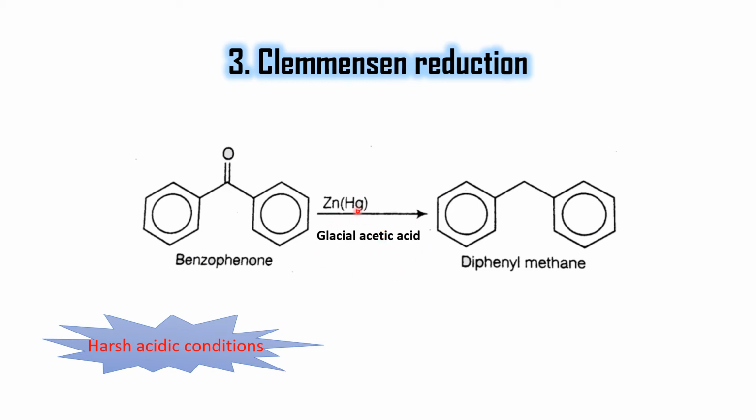If you replace it with glacial acetic acid, then it is possible to get diphenylmethane in good yields. Otherwise, Clemmensen reduction takes place in the presence of a very strong acid like HCl or H2SO4. So if a reactant is not stable to it, such reagents will decompose it.